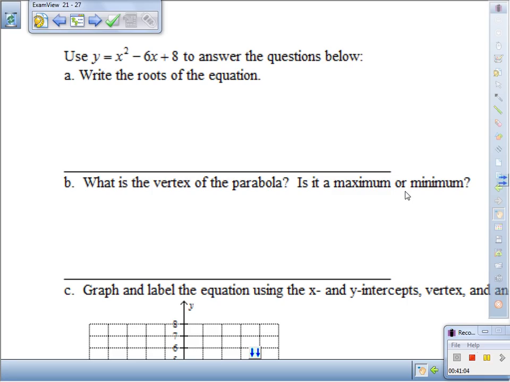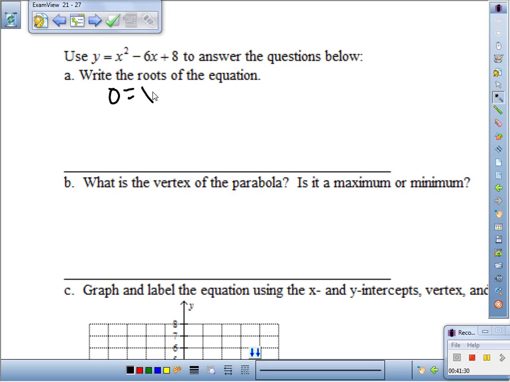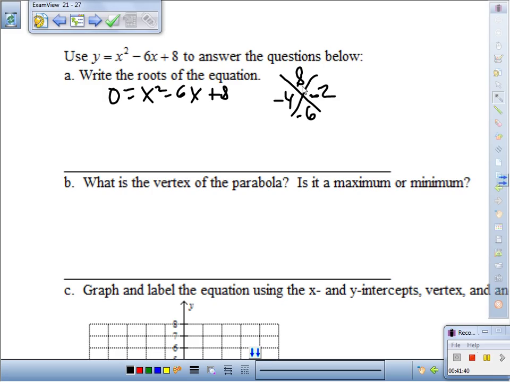Simple as that. Do that one by yourself. By now you should know how to do this one. I'll give you a head start. Go. All right. You should have been done already with roots, right? So therefore this is 0 equals x squared minus 6x plus 8. Power Rangers, 8, negative 6. That means it's negative 4 and negative 2. Is that correct? So therefore 0 equals x squared minus 4x minus 2x plus 8.